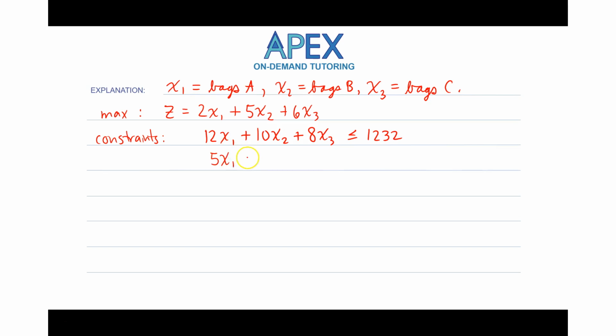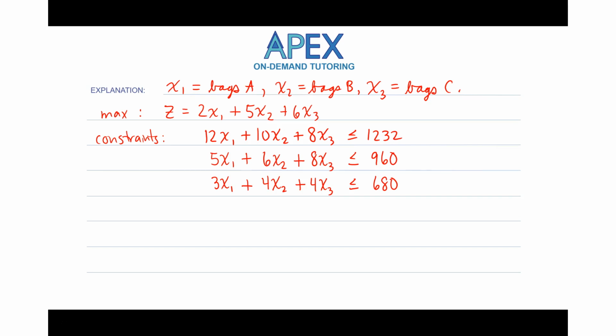Similarly, for perlite, we have 5 from bag A, 6 from bag B, and 8 from bag C. That has to be less than or equal to 960 pounds. And finally, for organic material, 3 pounds in bag A, 4 pounds in bag B, and 4 pounds in bag C must be less than or equal to 680. So it really looks like the organic material could be something that limits us the most.